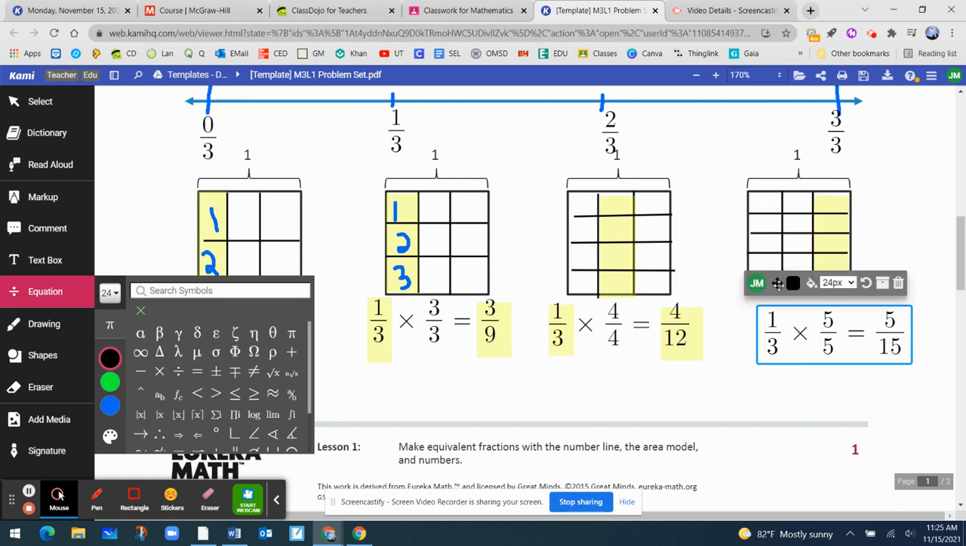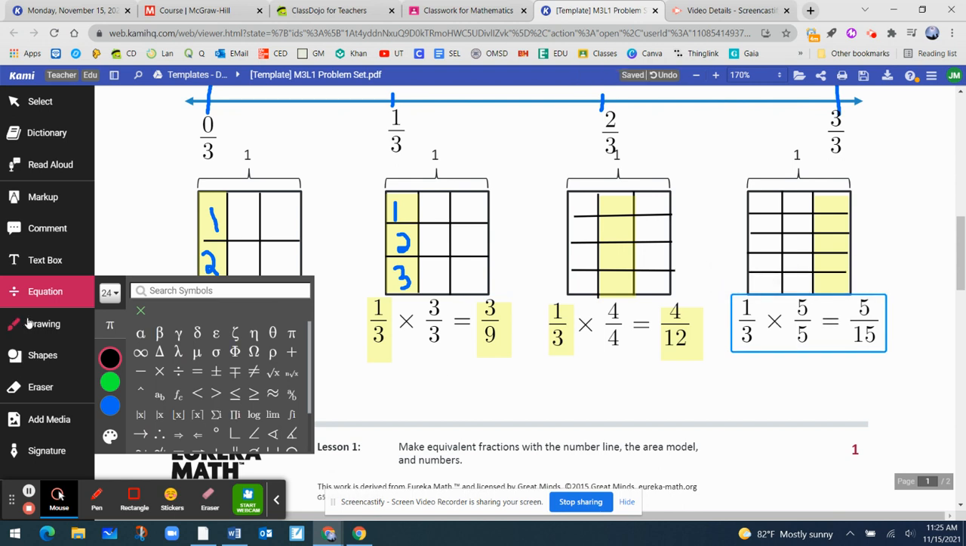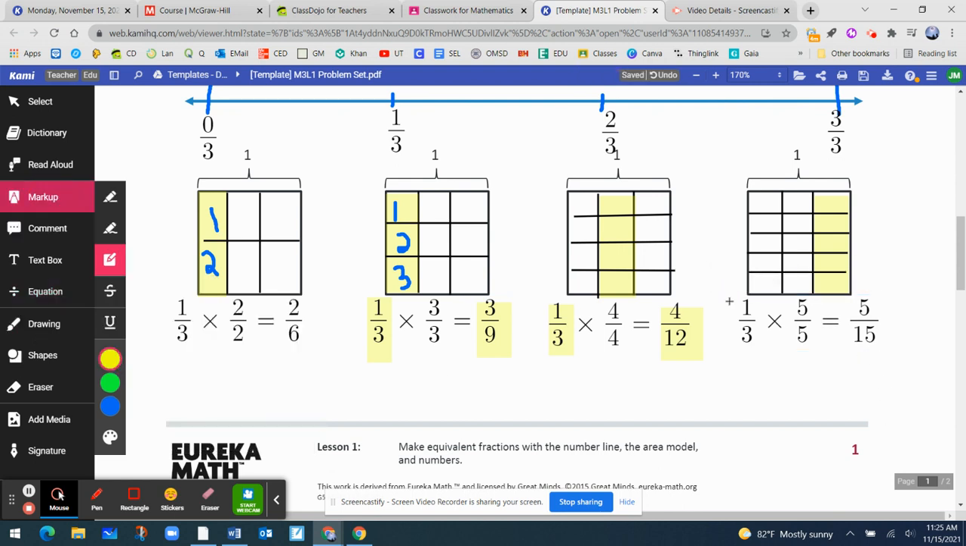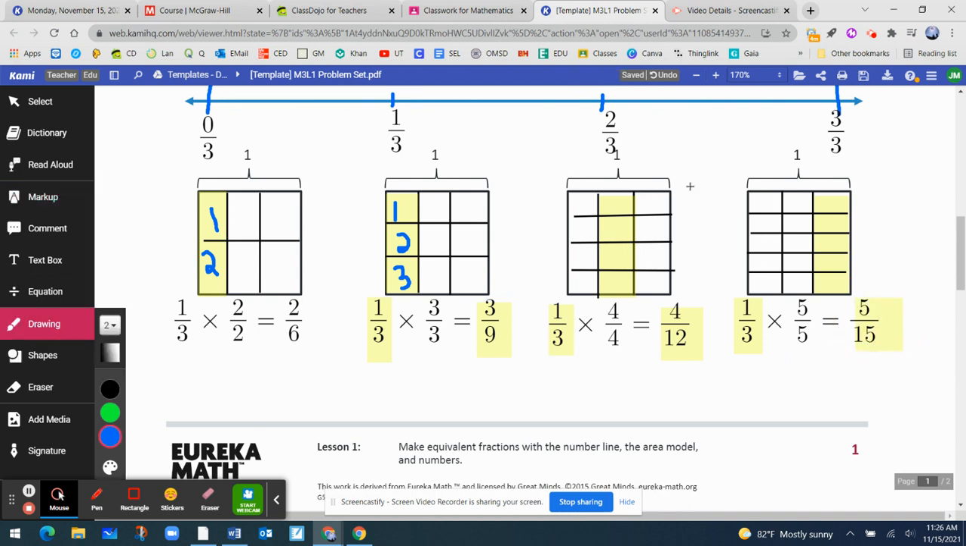Again, that needs to match our number above. So let's see if our equivalent fractions are the same. 1/3 has to be the same as 5/15. Well, let's check this out. So this is going to be 1, 2, 3, 4, 5. That is, in fact, 5 out of 15 total.